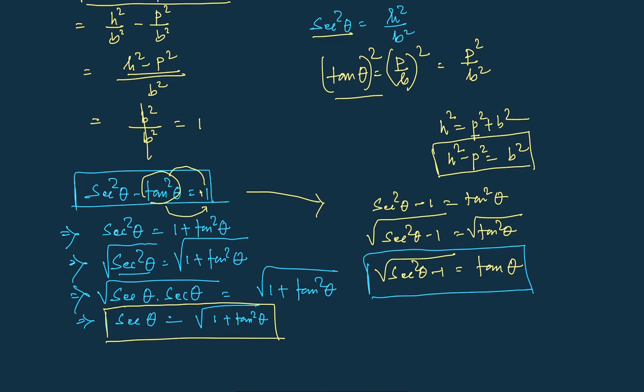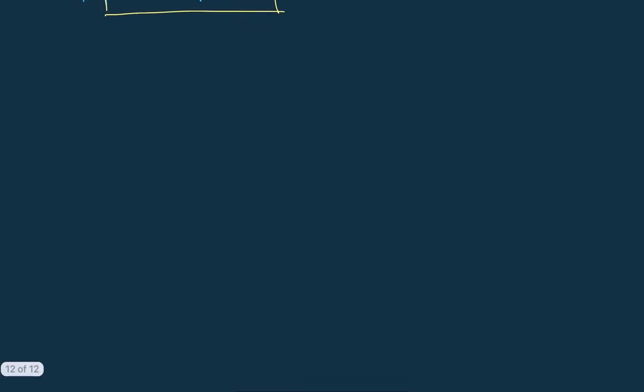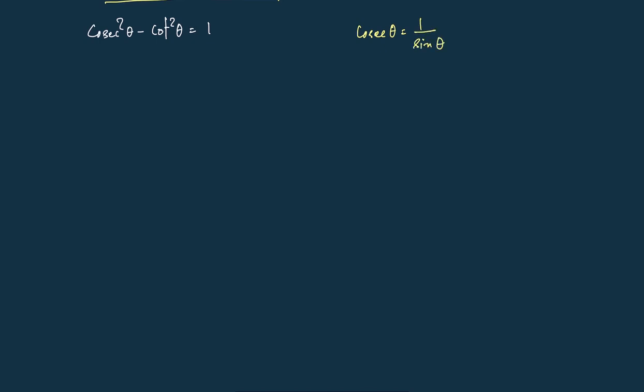Okay. So another identity is there, we are going to discover. So another identity is what? Cosec square theta minus cot square theta is equal to what? 1. But we know that what is cosec theta? Cosec theta is nothing but 1 by sin theta. But what is sin theta? Sin theta is equal to p by h. So it is going to be h by p, right?